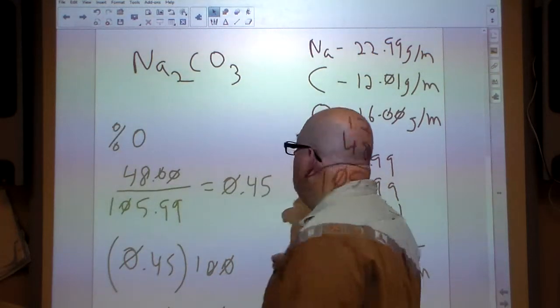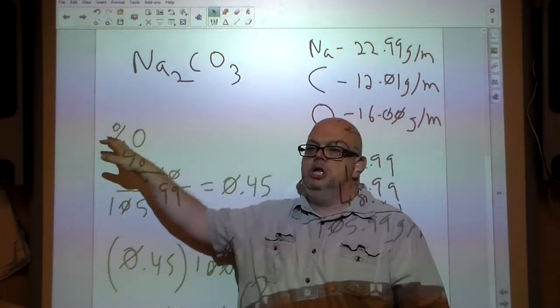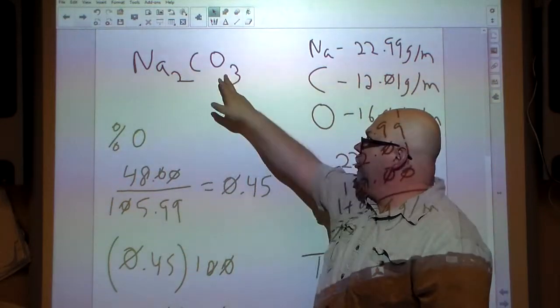So here are our grams per mole for the sodium, the carbon, and the oxygen, all told. Okay, so let's look at our percentage of oxygen here. Well, there's 3 oxygens.